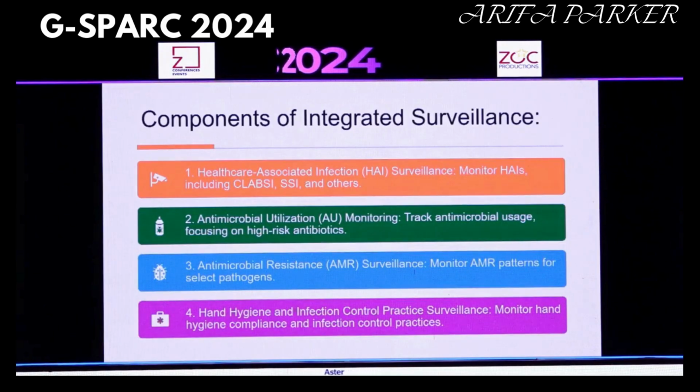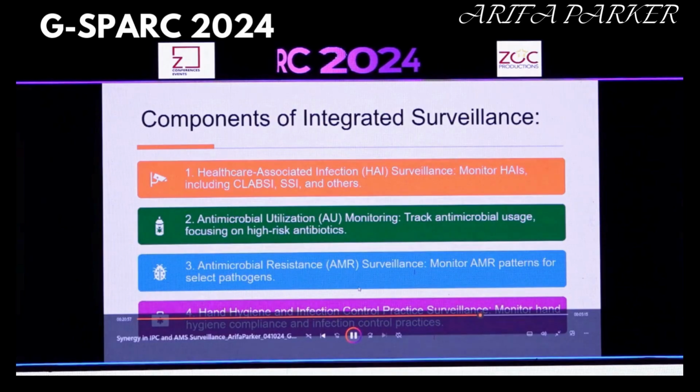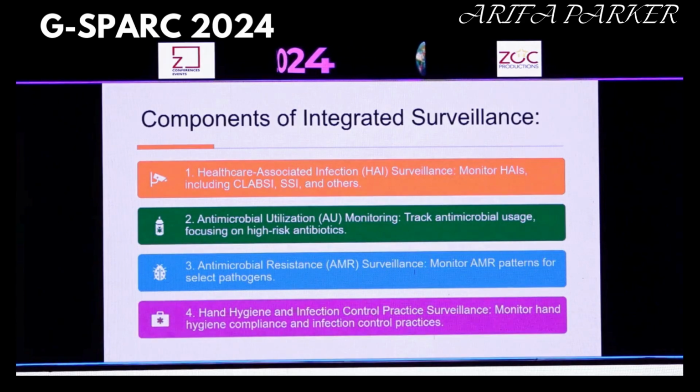So to summarize, the components of integrated IPC and AMS surveillance would include data on healthcare-associated infections, antimicrobial utilization monitoring, AMR patterns, and then one thing that we don't have nationally but that we do is hand hygiene and infection control practice surveillance, and that is something that we've also been discussing. Is it worth it to potentially have a hand hygiene dashboard, link it up with AMR patterns and so forth? So lots of exciting things to look at in the future.